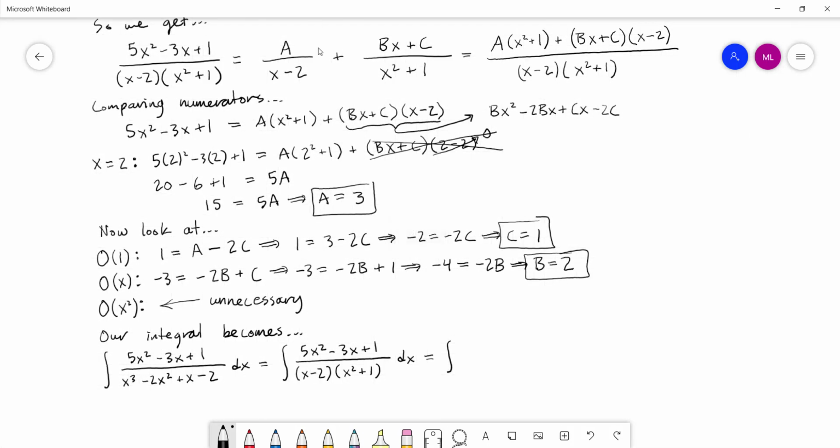There we go. Here's what we've got right here. We're taking the integral of this. I now know a, b, and c, so I'm going to write this form in. So it's the integral of a over x minus 2. A was 3, so 3 over x minus 2 dx, plus the second integral, which is the integral of bx plus c. So bx plus c will be 2x plus 1 over x squared plus 1 dx.